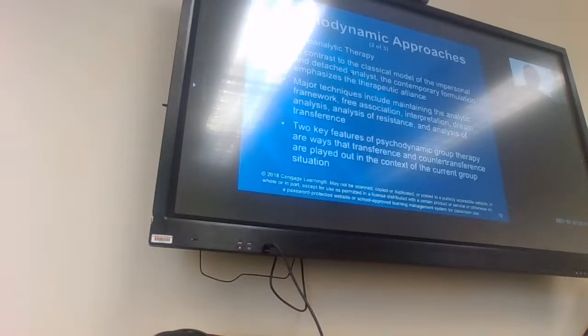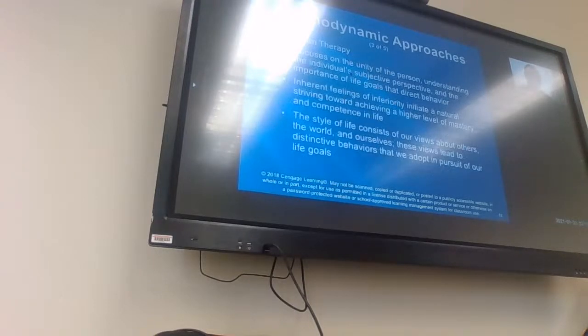Now, countertransference is the opposite, where in the group situation, it's the therapist who's superimposing their feelings or their experiences in life onto the members of the group. And once again, it could be positive, negative, or erotic. So countertransference is from the clinician onto the clients, whereas transference is from the clients or group members onto the clinician. Now, that's classic psychoanalytic, psychodynamic principles.